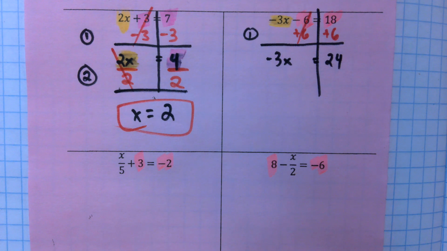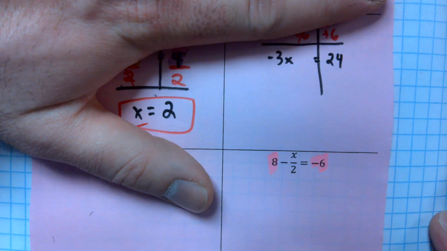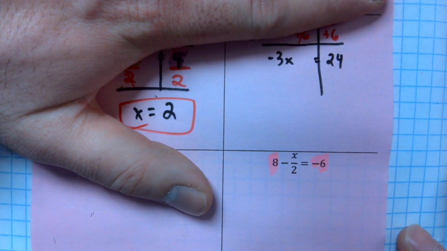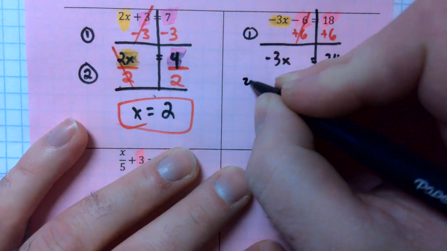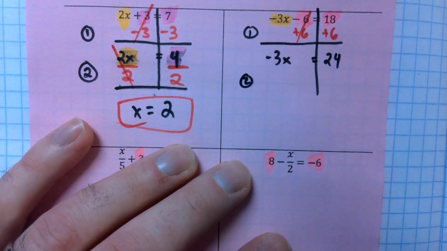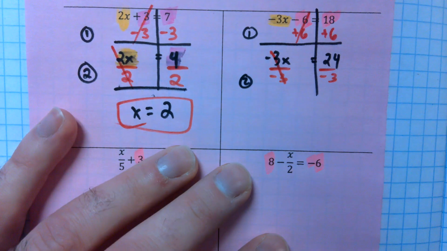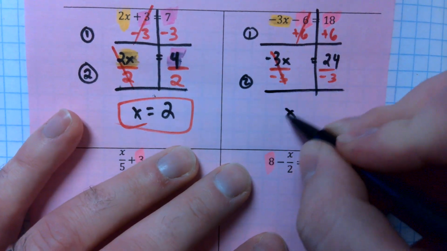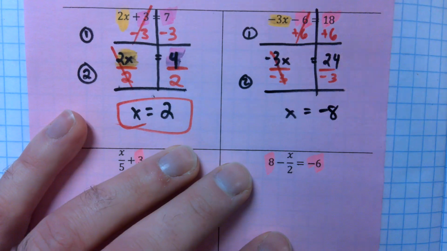Thank you. Now I got negative 3x equals 24. Now at this point, this is just the same problem from yesterday, right? What am I going to do on both sides here now? Divide. I got to divide by negative 3. What is a positive over a negative going to give me? A negative. And how many times does 3 go into 24? 8 of them.